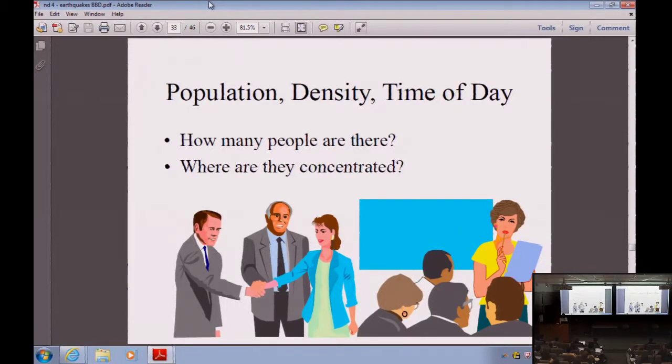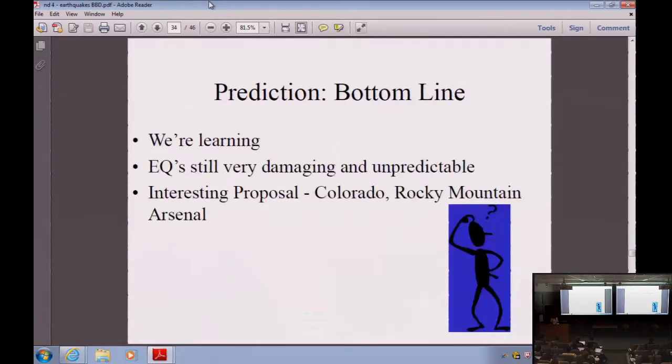But that death toll, had it not been the World Series, would have been massive based on the damage to the buildings, especially in the Marina District. People just weren't there. So the population density and what time of day it is is interesting to ponder. Bottom line with regards to prediction, we are trying to learn, but earthquakes remain a very, very deadly, the most deadly in many regards, natural disaster because they are so unpredictable.